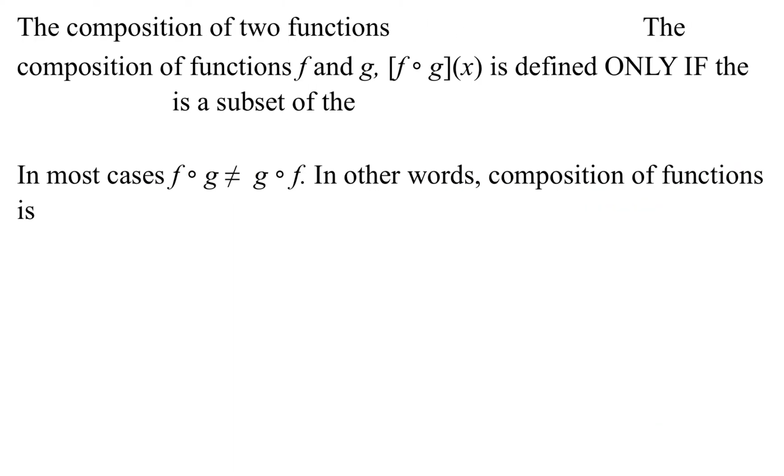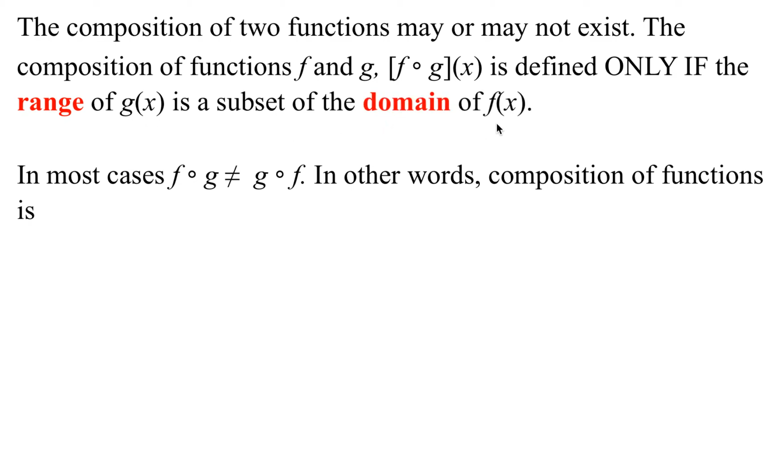The composition of two functions may or may not exist. The composition of two functions f composite g is defined only if the range of g is a subset of the domain of f. Okay? You also may notice in our last slide, f composite g was not equal to g composite f. Switching the order of composition gives us different functions. Another way of saying that is composition of functions is not commutative. The order matters.